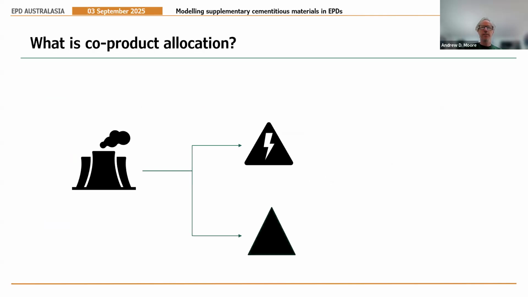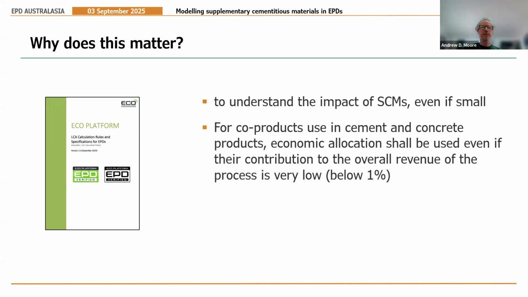For co-products, just before we go to that slide, Steve, the final point there is that where the economic value of co-products was very low, say 1%, previously they could be neglected, but now with the new rules, they're saying that they need to be included even if they are small.